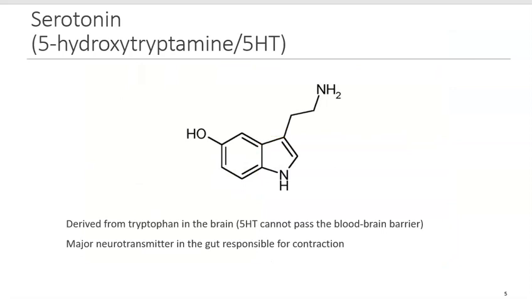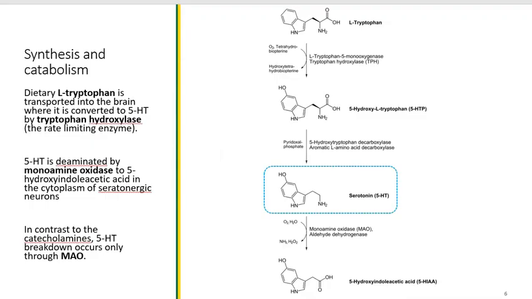This is derived from tryptophan in the brain. Serotonin cannot actually pass the blood-brain barrier, so it just sticks around in the brain because it can't get out. It is a major neurotransmitter in the gut responsible for contraction as well. So how is serotonin synthesized and catabolized?